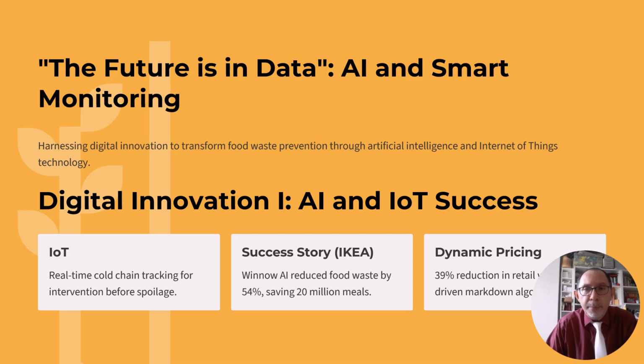Look at the IKEA example. It's magnificent. Using the Winnow Vision AI system with smart bins, they analyze when food was wasted and why, reducing waste by 54%. Rescuing 20 million meals is a massive economic and environmental victory. Also, some retailers reduce waste by 39% using dynamic pricing algorithms that lower prices as products approach their expiration date.